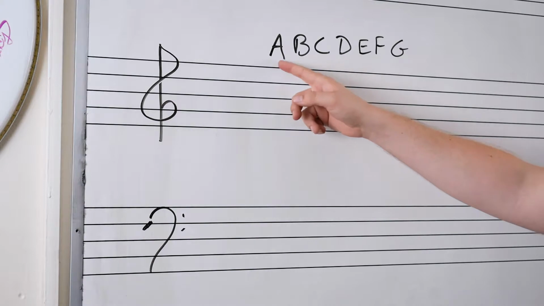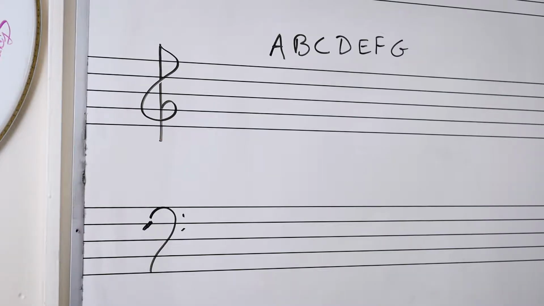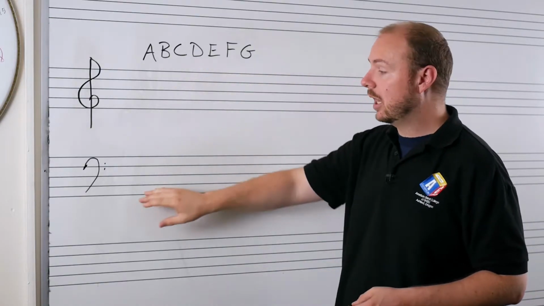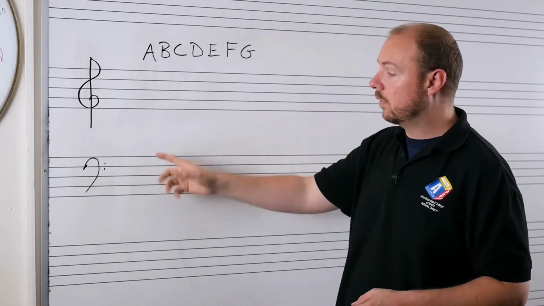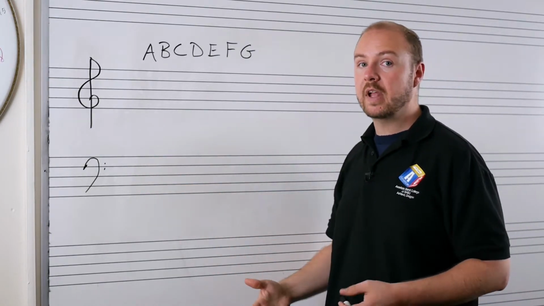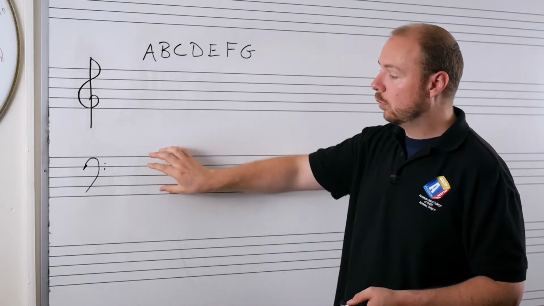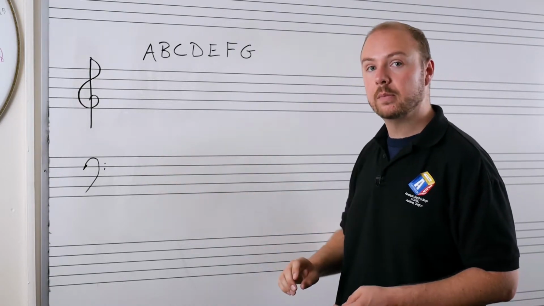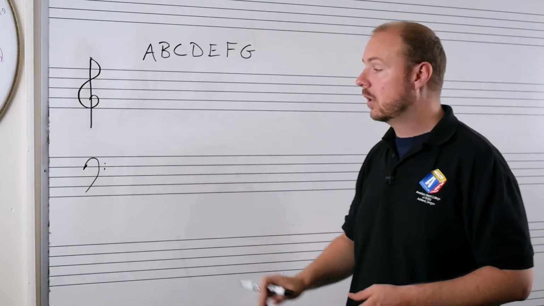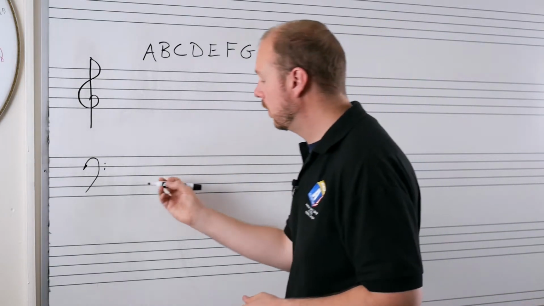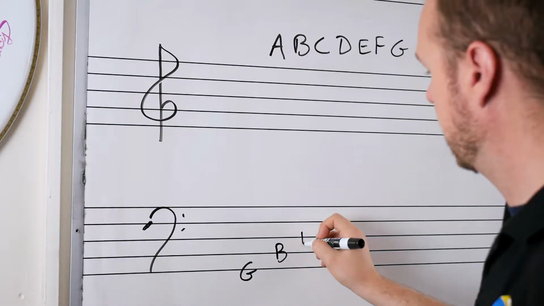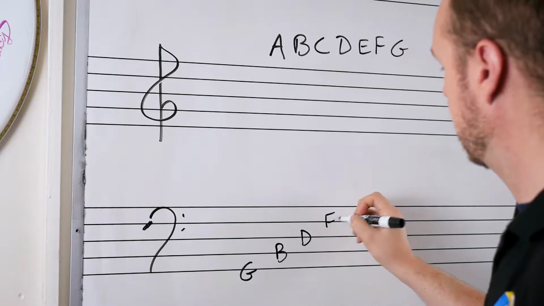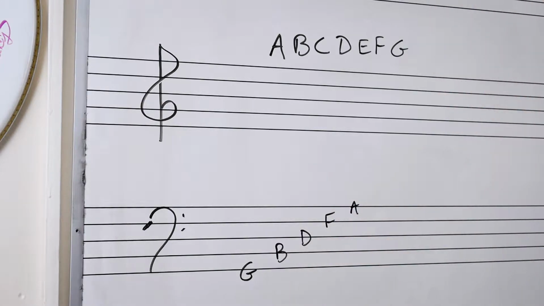Musical notes only cover these 7 letters from the alphabet. There are no more. Those 7 letters are placed in specific order on the lines and spaces of the musical staff. The musical staff is always constructed with 5 lines and 4 spaces. In the bass clef, the lines are as follows: G, B, D, F, and A.